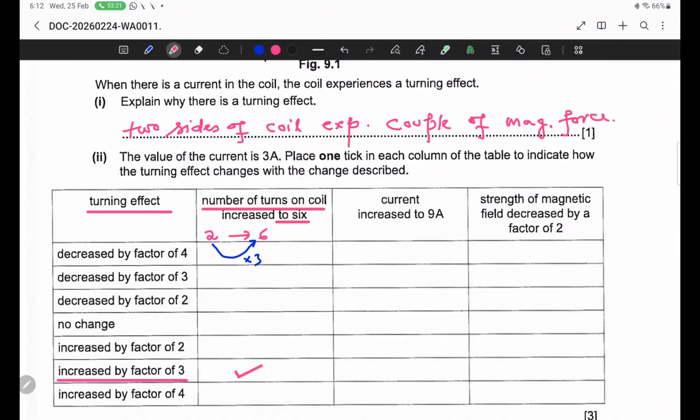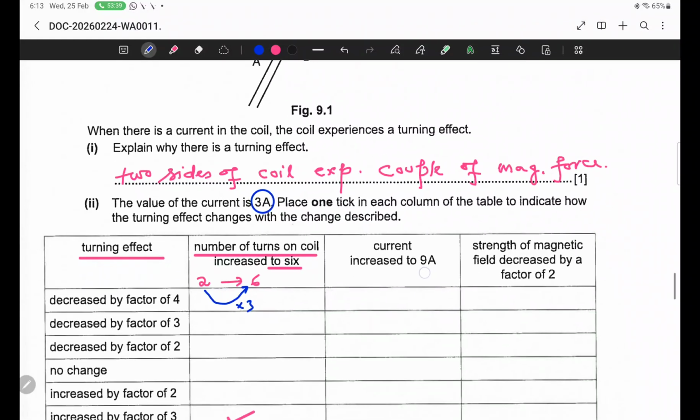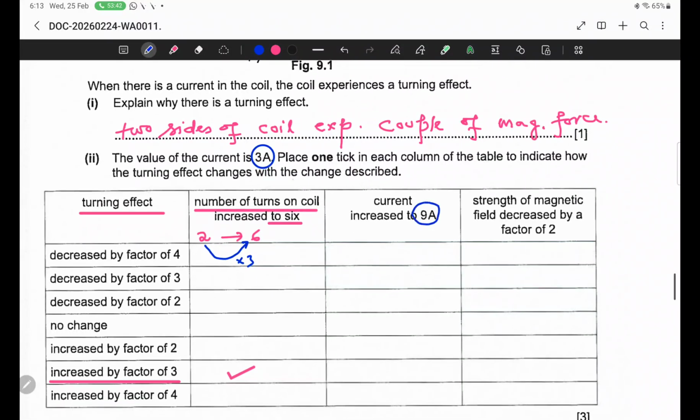Initially 2 turns, finally 6 turns. Number of turns increased 3 times, so turning effect will also increase 3 times. Okay, number one. Now the next part. Initially, the value of current was 3 ampere, and finally the current is 9 ampere. Again, current increased 3 times, and it will increase turning effect 3 times.